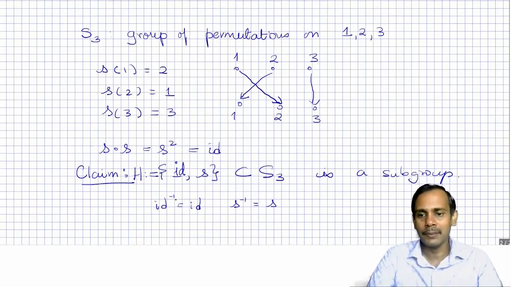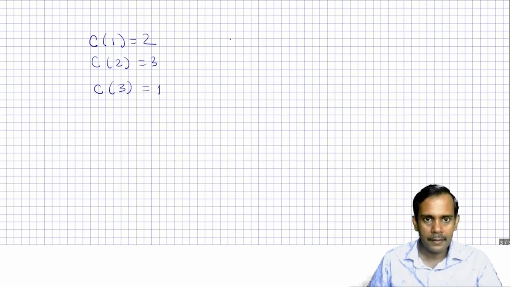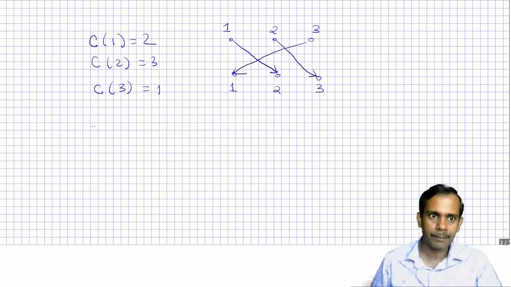Okay, let me give you another example of a subgroup. Take C to be the element which takes 1 to 2, and then C takes 2 to 3, and C takes 3 to 1. So pictorially, this is given by one goes to two, two goes to three, three goes to one. So this is C, and what is C squared?